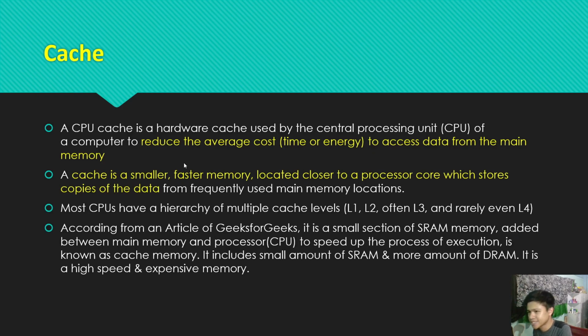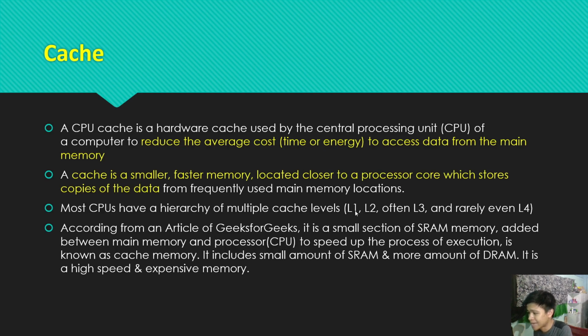A cache is CPU hardware used by the central processing unit, or the CPU of a computer, to reduce the average cost, time, or energy to access data from the main memory. A cache is a smaller, faster memory located closer to a processor core, which stores copies of the data from frequently used main memory locations. Most CPUs have a hierarchy of multiple cache levels like L1, L2, L3, and L4.